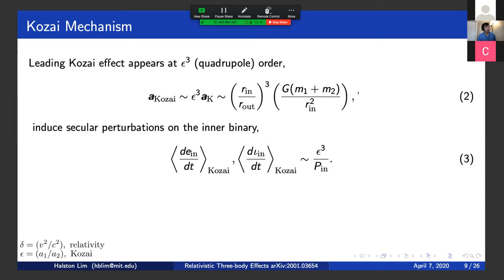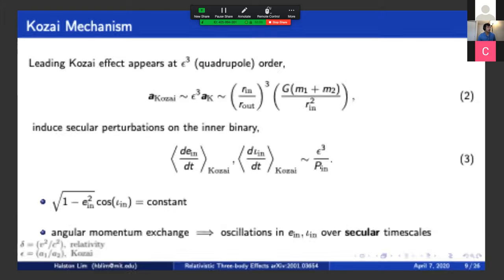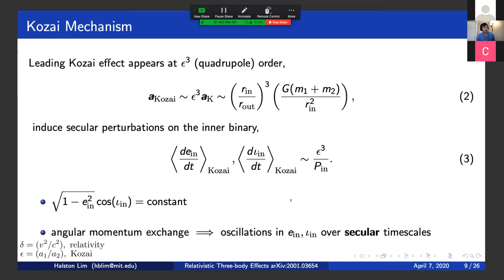And you can go through the calculation and you'll find that the secular perturbations on the inner orbit go as epsilon cubed over the inner period. And in the limit that the inner binary's reduced mass goes to zero, the asymmetric mass goes to zero, you find that the eccentricity and inclination will oscillate in phase. One way to interpret this is that the outer orbit is exchanging angular momentum with the inner orbit, and that the eccentricity and inclination are varying over secular timescales.